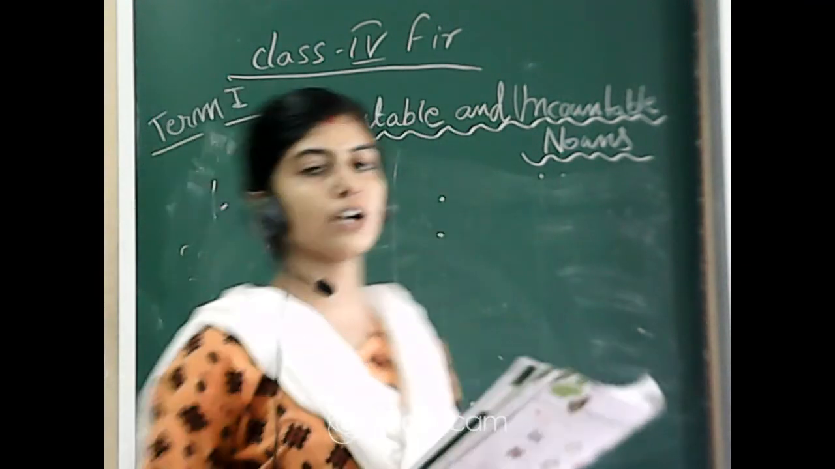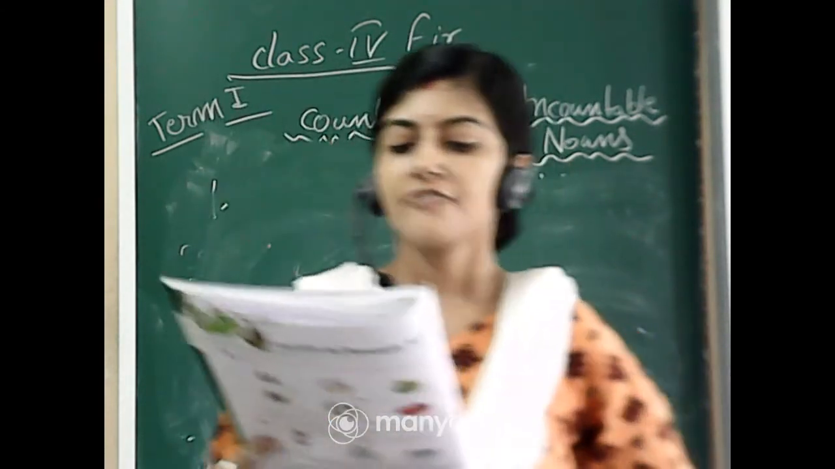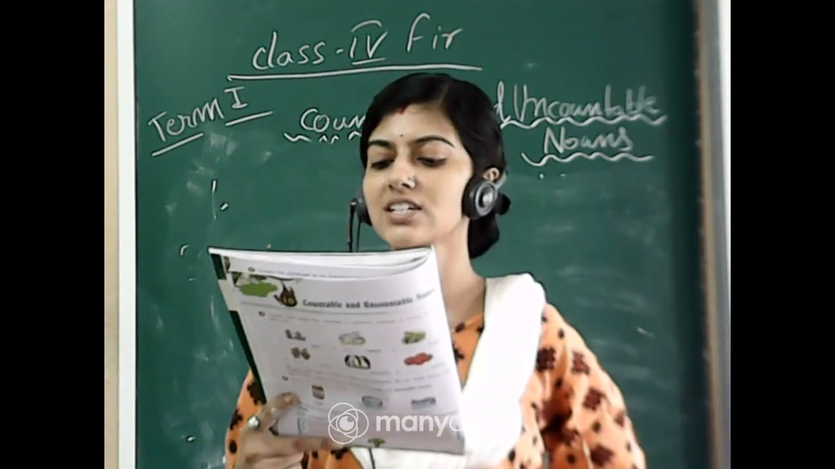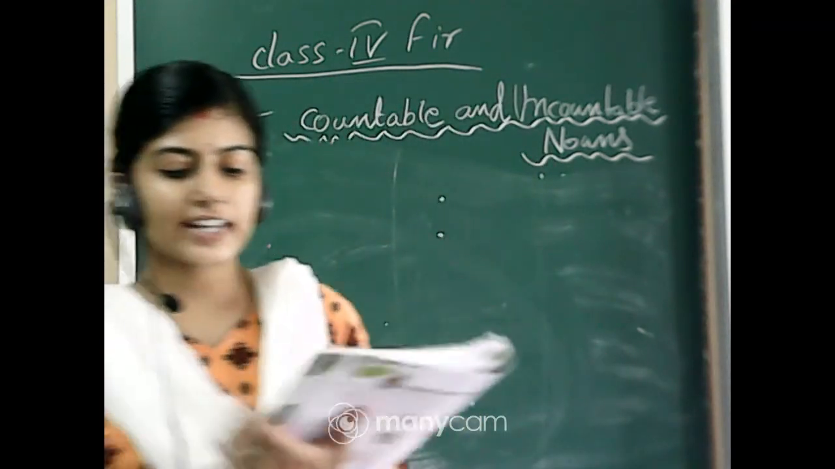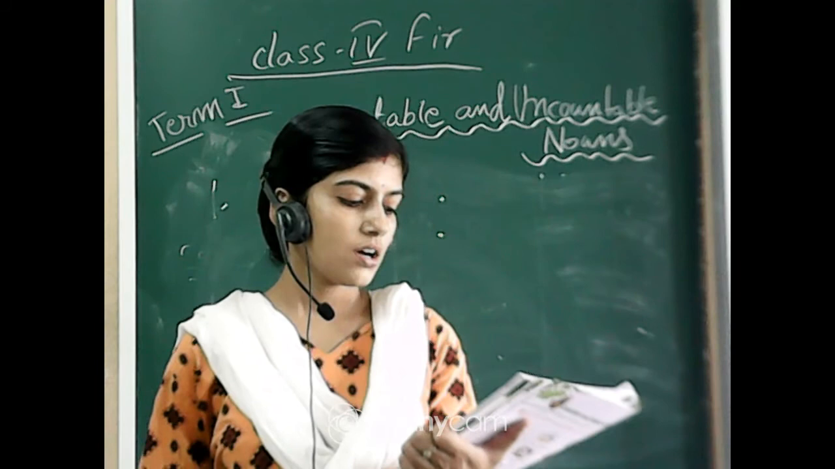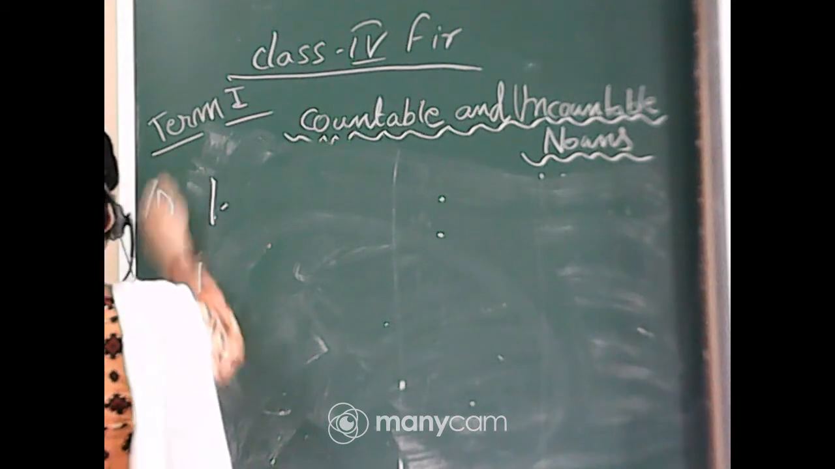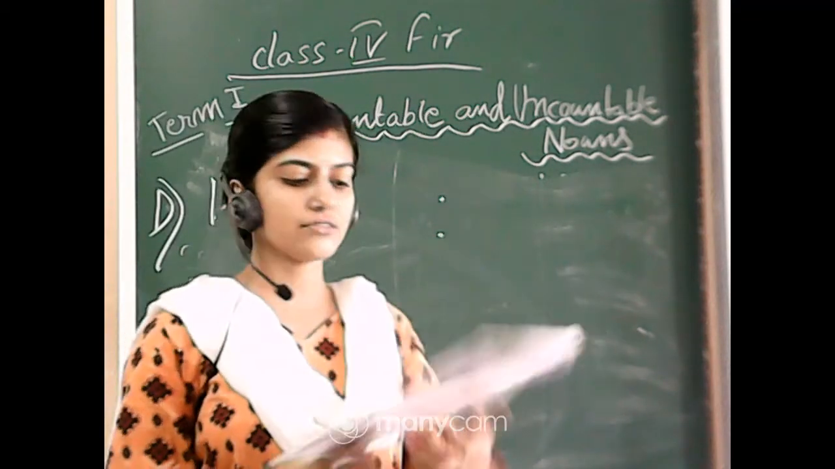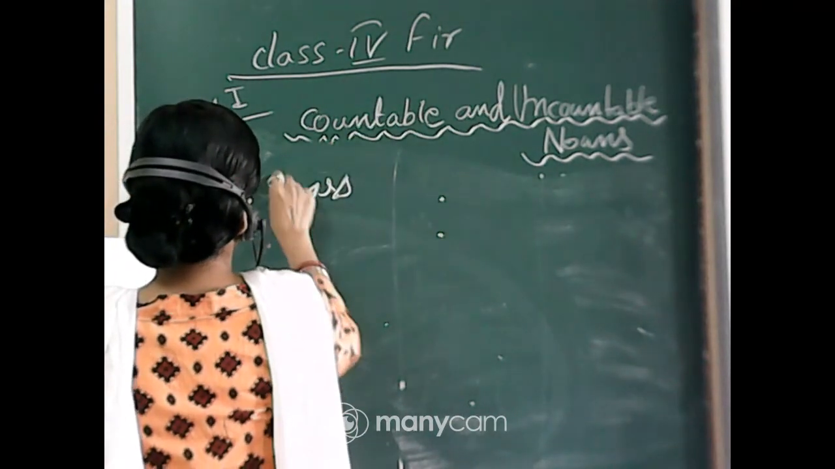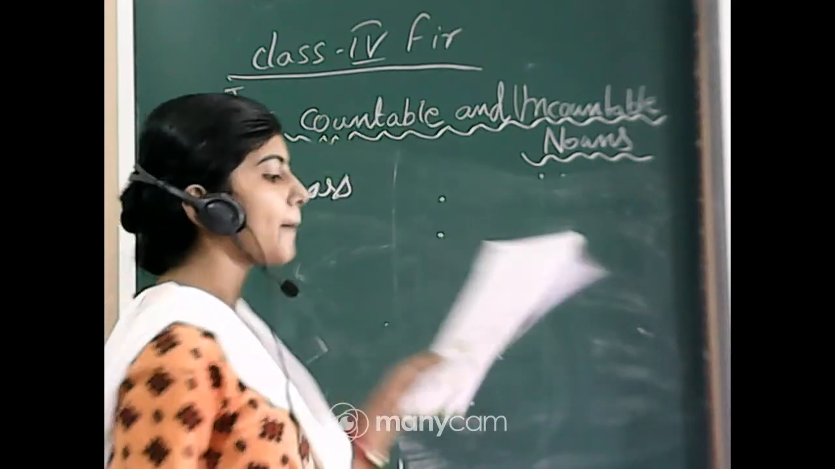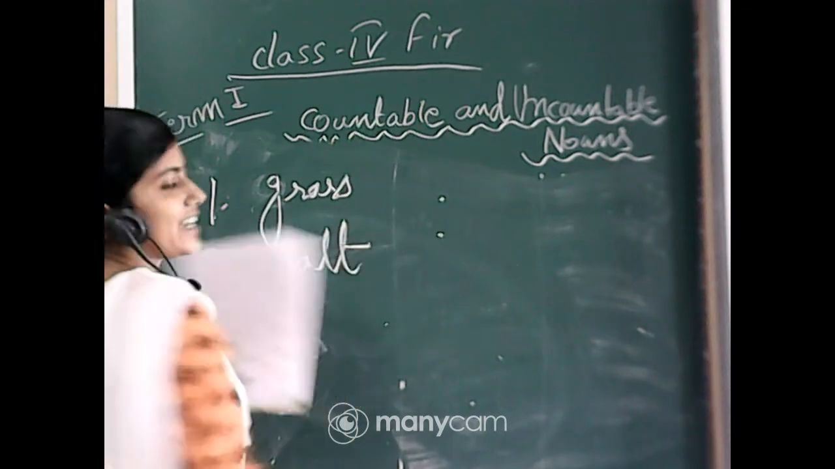Come to exercise D, okay? Fill in the blanks with uncountable nouns taking clues from the pictures. You have to fill the blanks with uncountable nouns. Number 1 is a blade of grass. Number 2 is a pinch of salt. So these are uncountable nouns. Keep in your mind, okay?